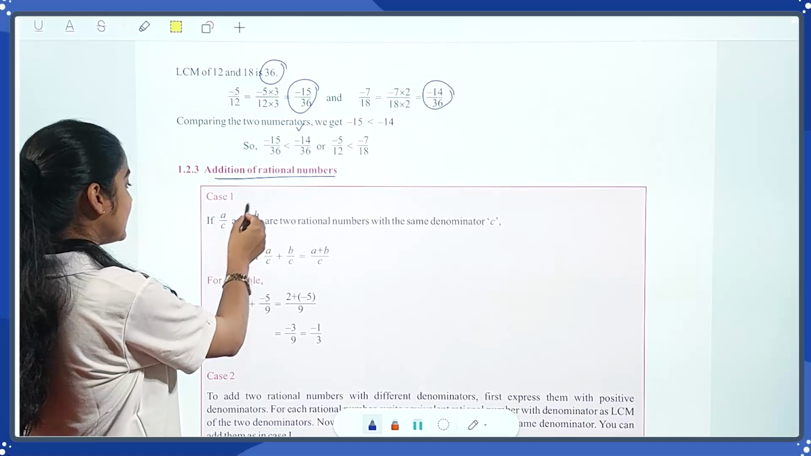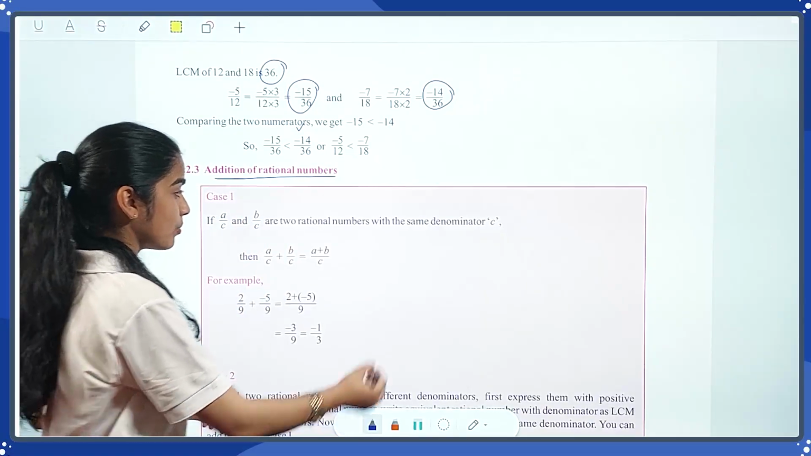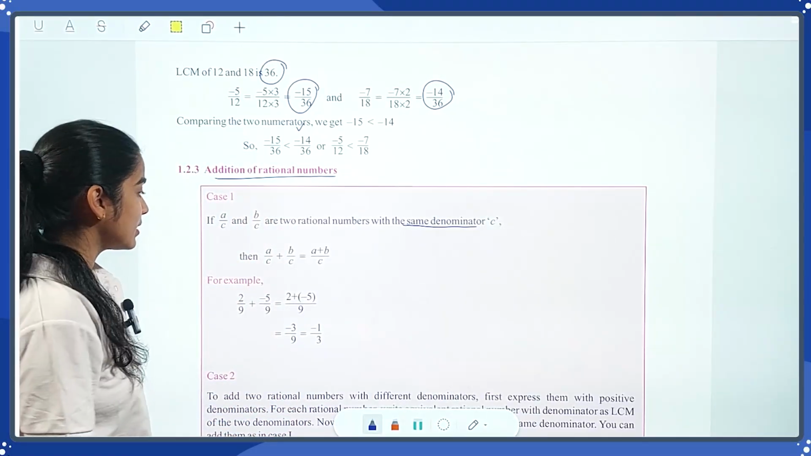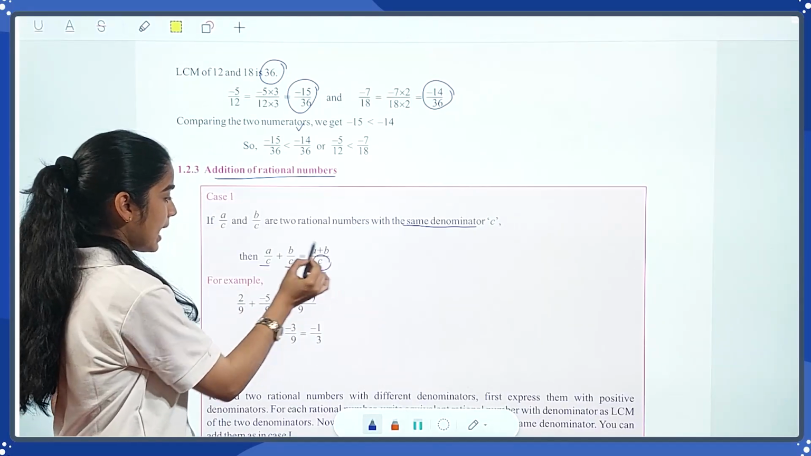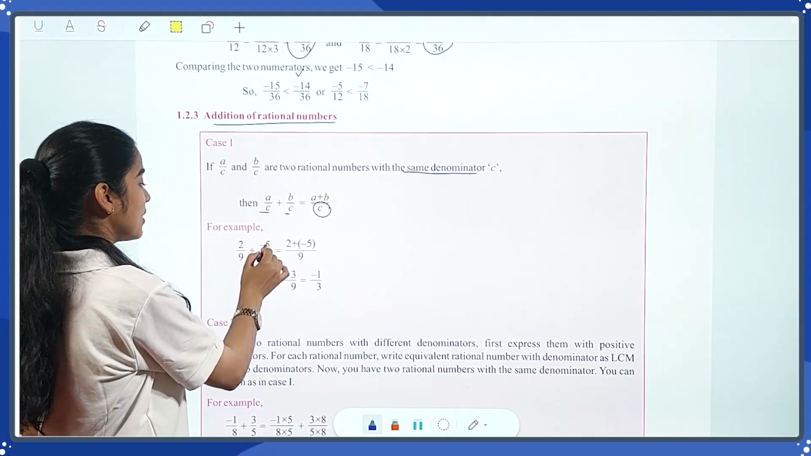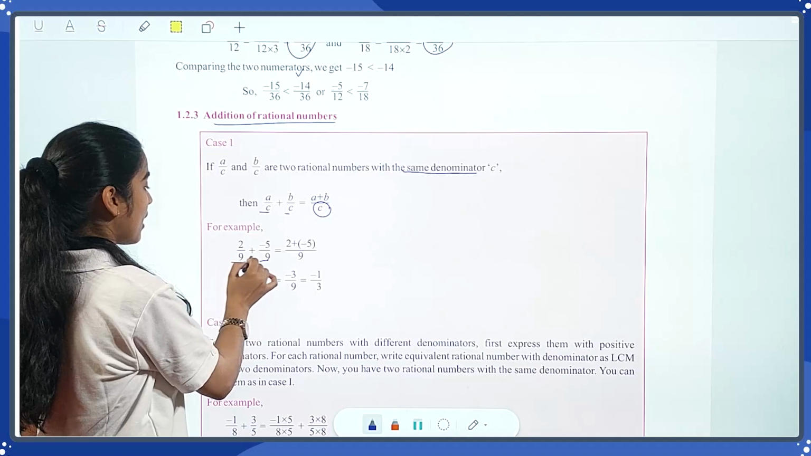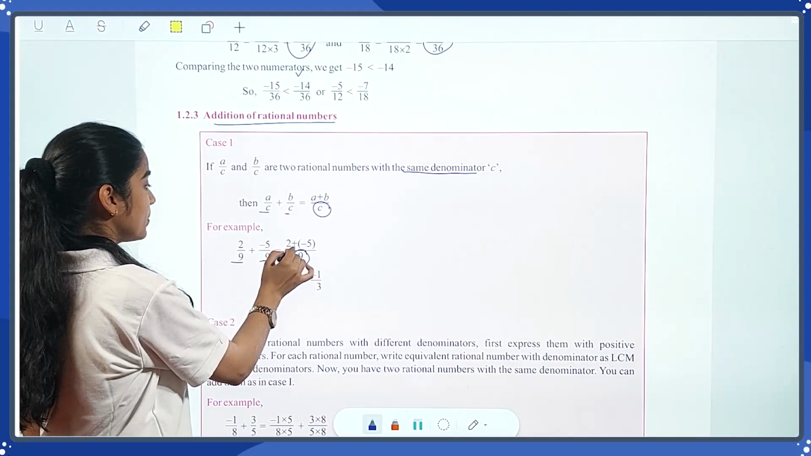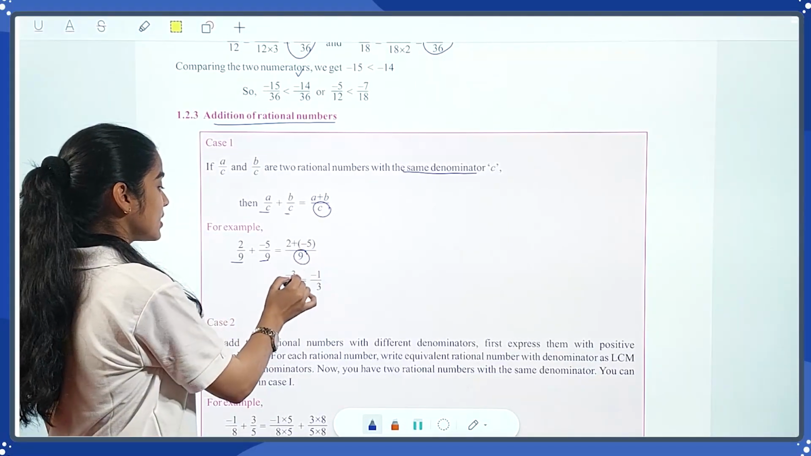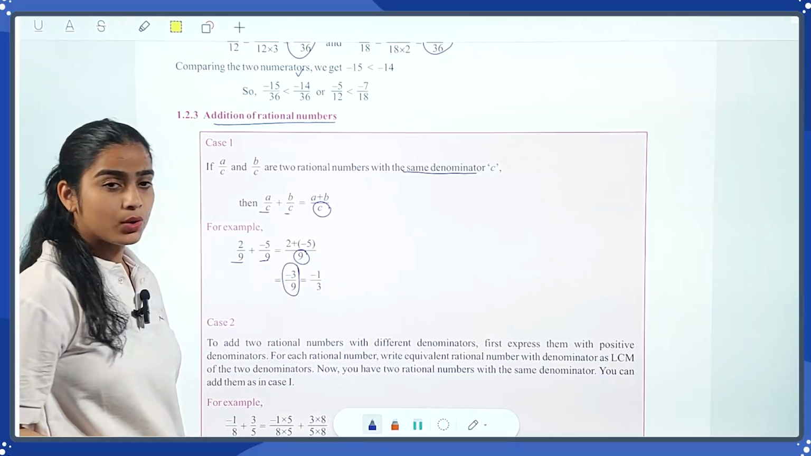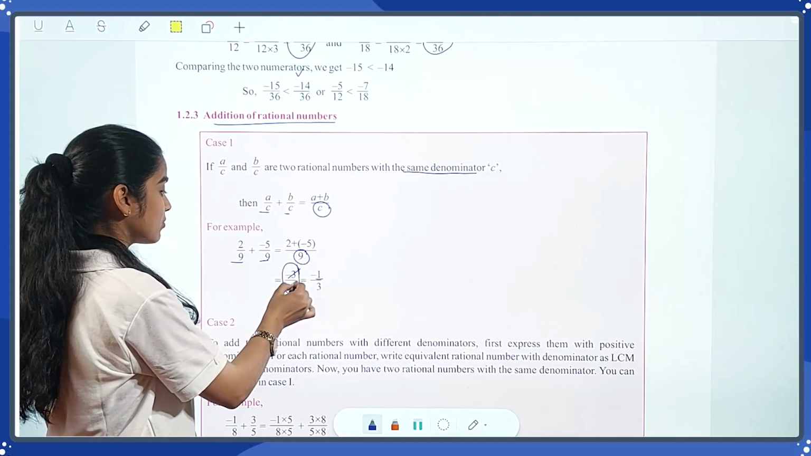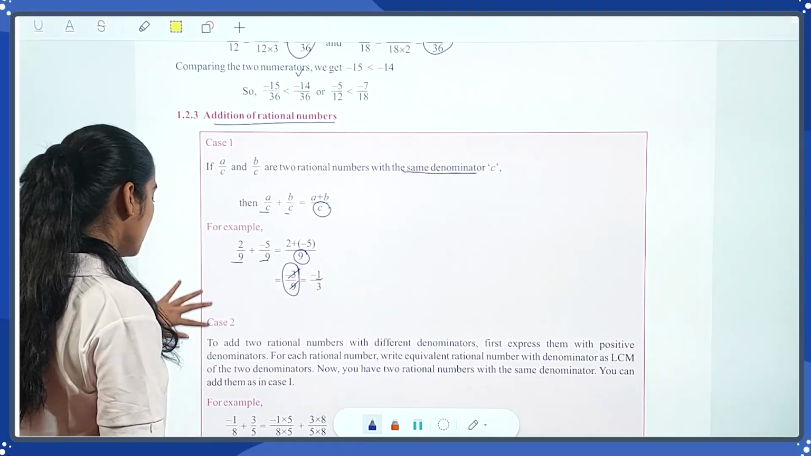If A by C and B by C are two rational numbers with the same denominator, in this case we have the same denominator, so we don't have to worry about this. We just simply add. Take your denominator C common here and add A plus B. For example, 2 by 9 plus minus 5 by 9, you have the same denominator, so take the same denominator here. 2 plus minus 5, plus and minus is minus, so your answer is minus 3 by 9. If I convert this rational number into simplest form with the help of 3's table, 3 ones are 3 and 3 threes are 9. So minus 1 by 3 is my answer.